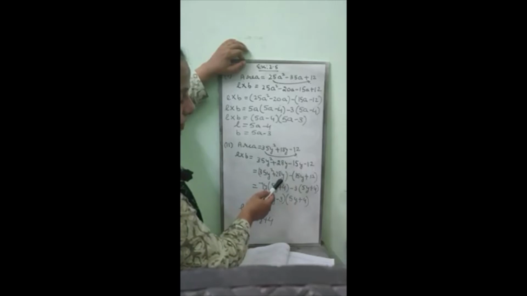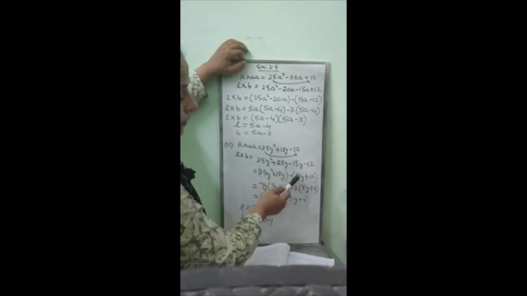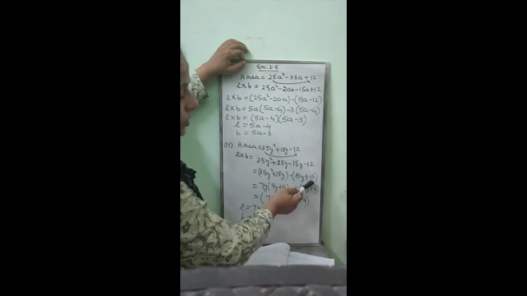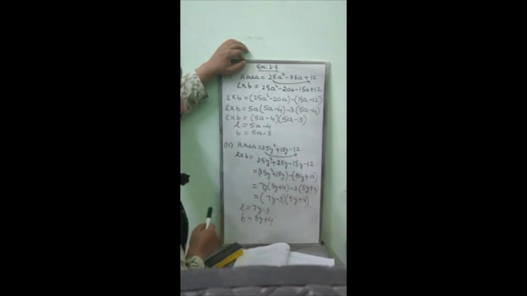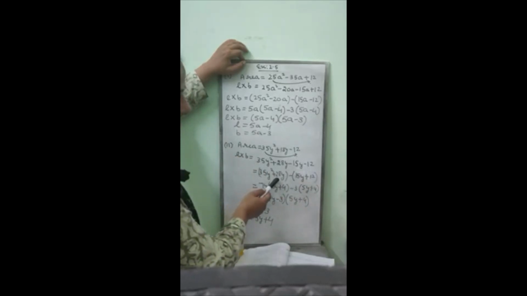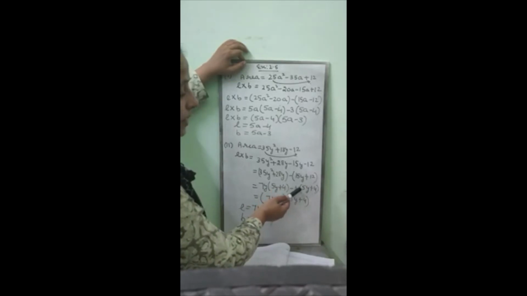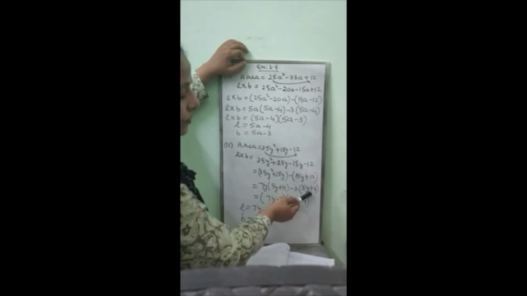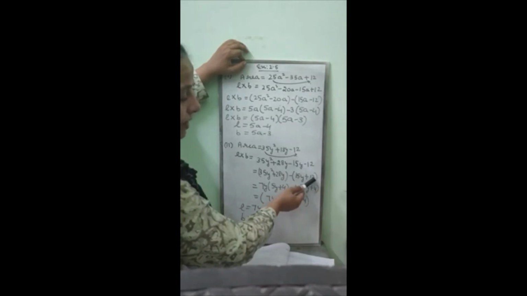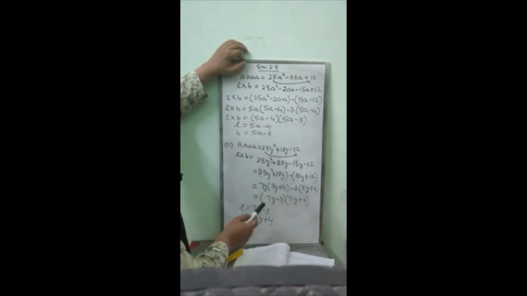First two terms in the first bracket, minus outside. The sign inside the bracket will be changed into plus because minus is outside. From the first bracket 7y is HCF. Inside the bracket you will get 5y plus 4, 7 4s are 28. In this bracket 3 is HCF. Inside the bracket you will get 5y plus 3 4s are 12. Now your two factors are 5y plus 4 and 7y minus 3.